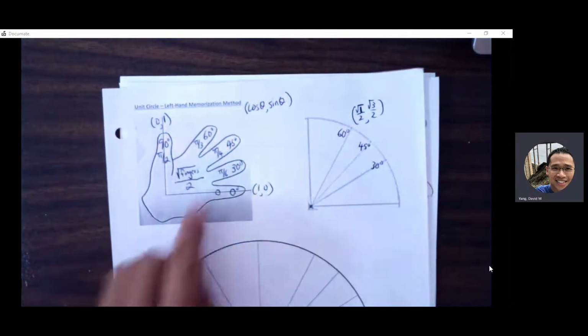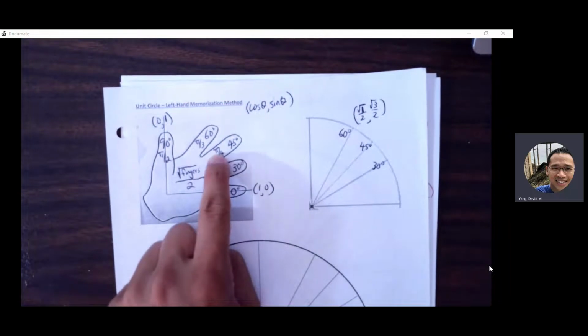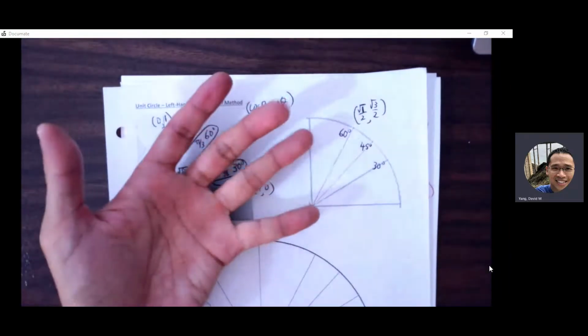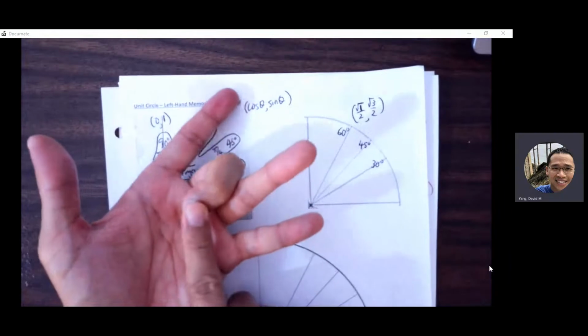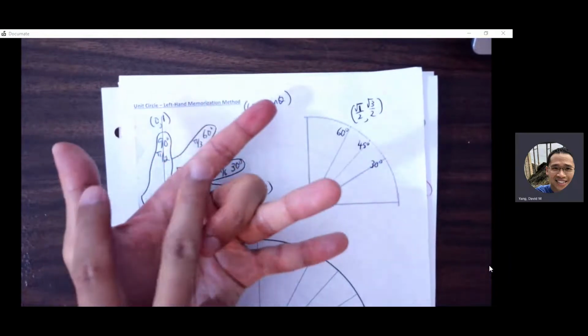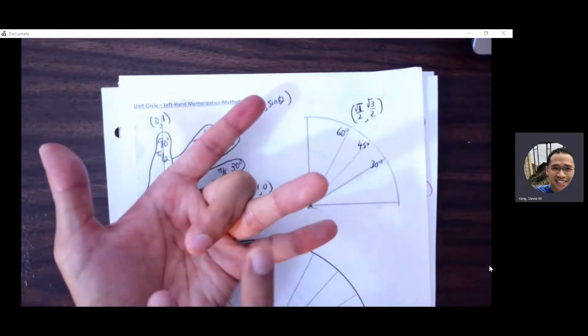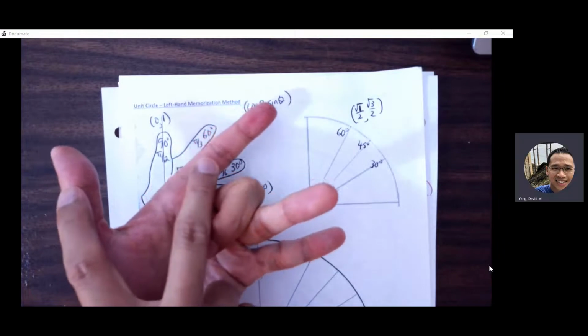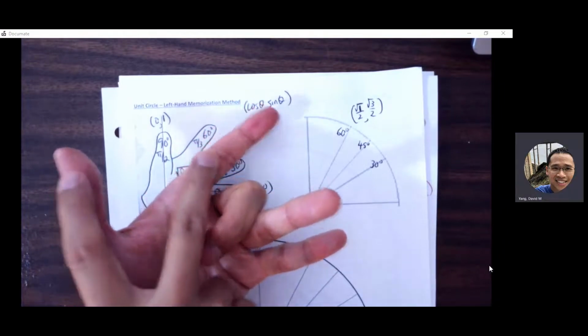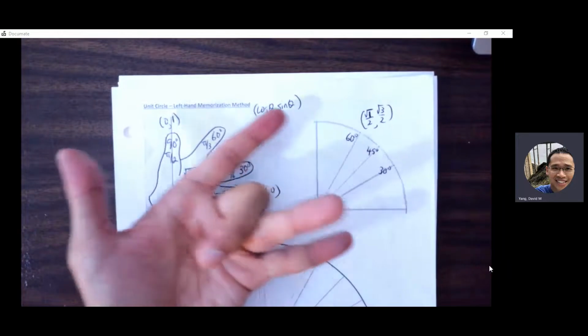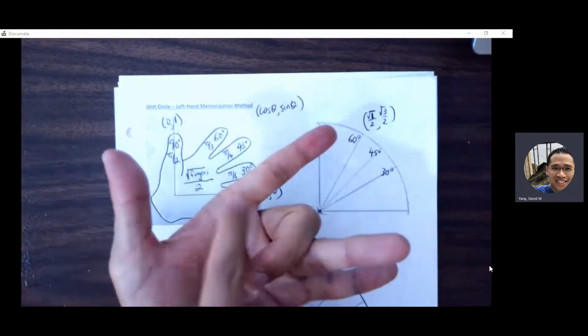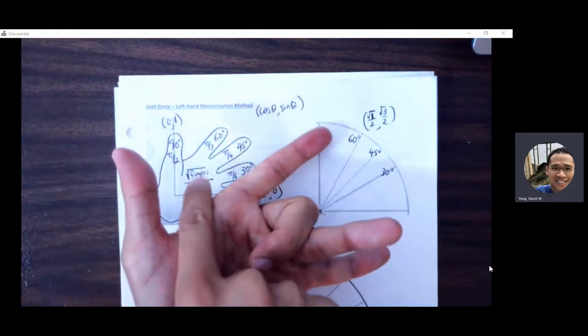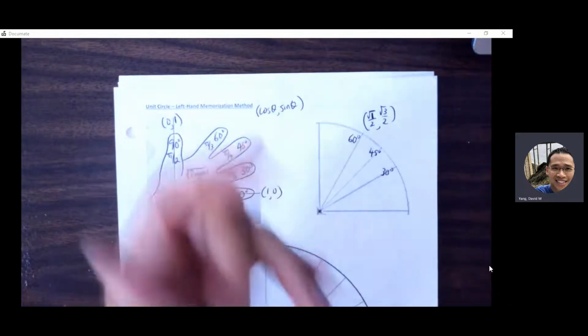Okay, so next, let's look at the 45-degree line. So you take your middle finger, you're going to fold that down. Once you fold down your middle finger, there are 4 fingers remaining. To the left, it's going to be talking about the cosine. So we see 2 fingers to the left of the folded middle finger. So that's going to be root 2 over 2, and that's going to be talking about the cosine.